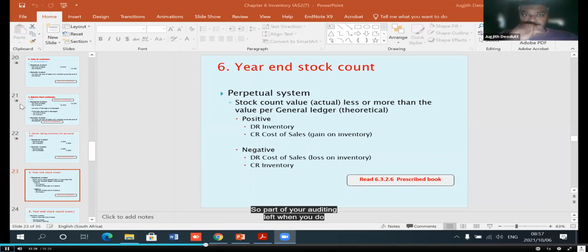Okay. So part of your auditing life when you're doing articles will involve a lot of stock taking when you're visiting clients. You're going to remember this when you do that. Okay. So it's a very, very important part for you to understand.